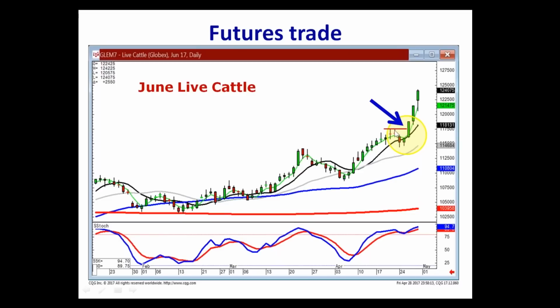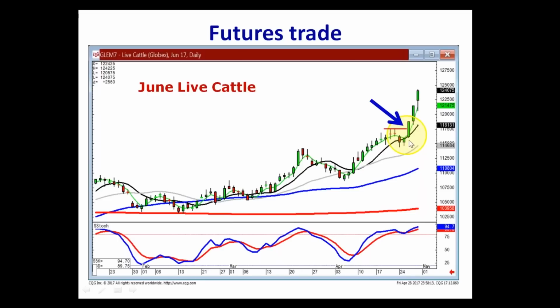We bought June live cattle a couple days ago, right here. No, I'm actually sorry, it was right here. As it came up through the doji, it finished up the limit. The next day it finished up the limit. Friday it closed up $2.55, almost the limit. But you can see what type of pattern we have here. First of all, you've got a big Frypan bottom.